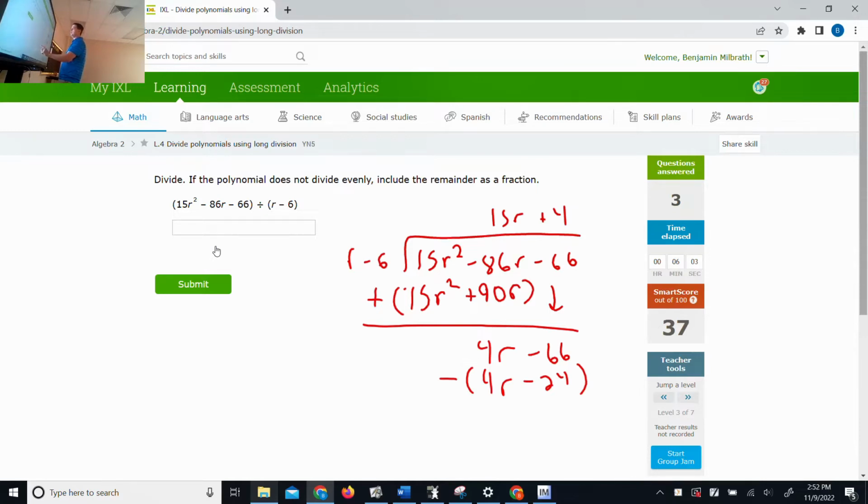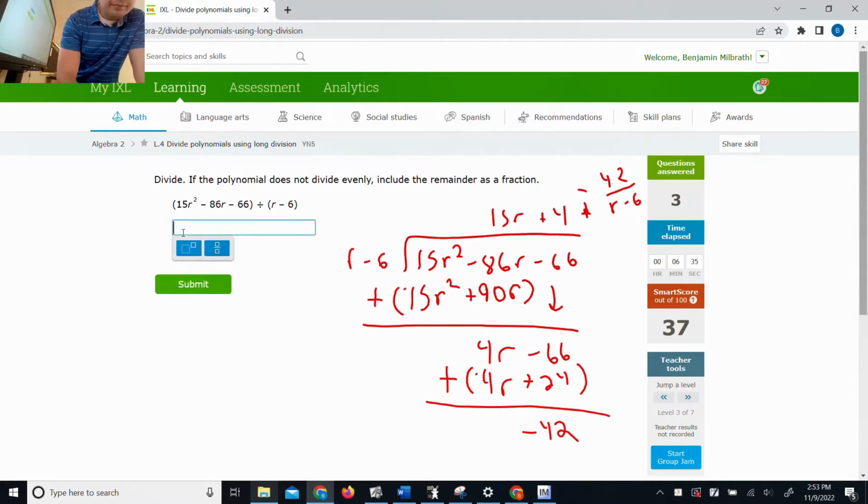Rapid change, addition. Now negative 66 plus 24, it has been a long day, but is that not negative 42? Negative 42 with that? And this is my remainder. So minus 42 pieces of r minus 6. Assuming I didn't make a mistake, and it's very easy to make mistakes in long division.